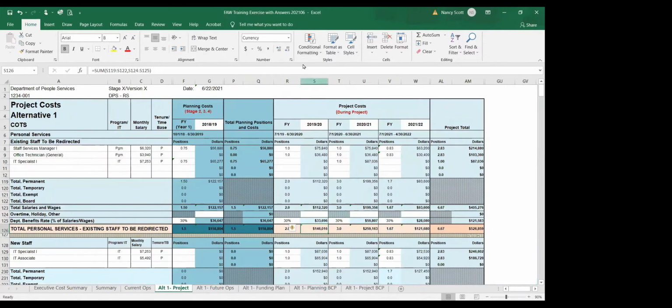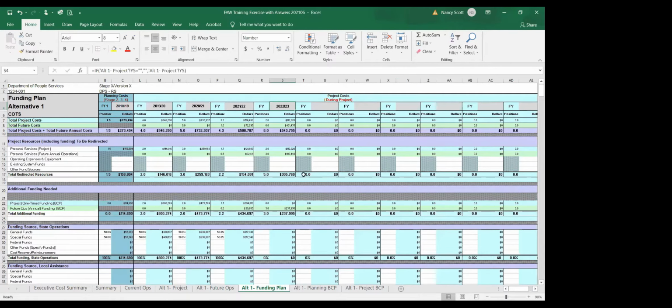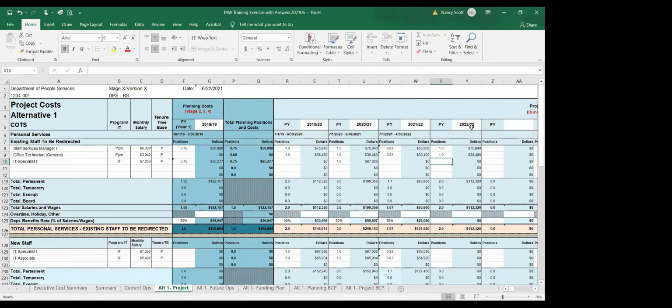So if I went over here and I unhid this and I put in the next year, and then just put in some positions, my funding plan would automatically bring in that information and show it. And then I would hide the ones that are blank. But we know that we don't need that.